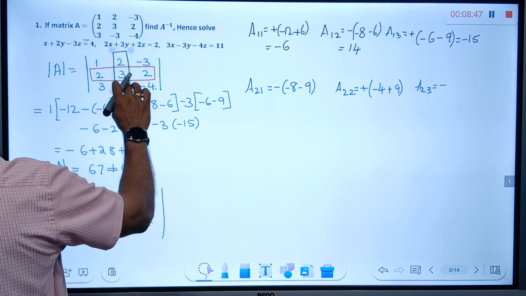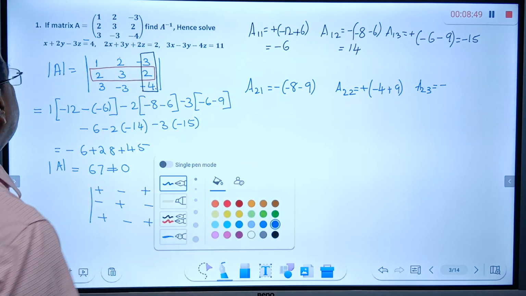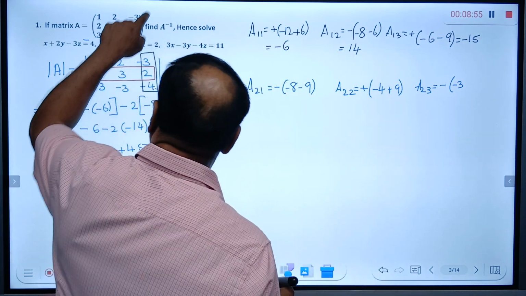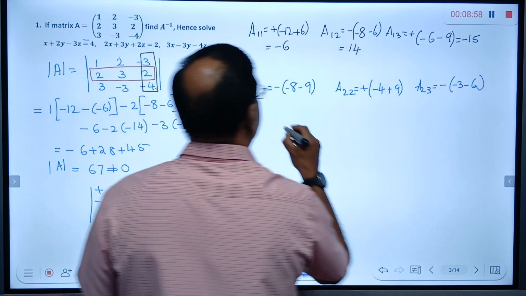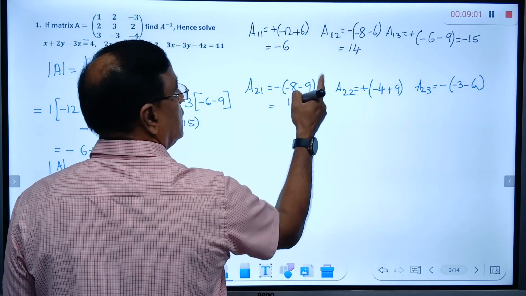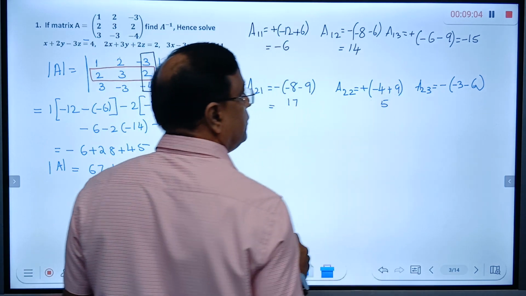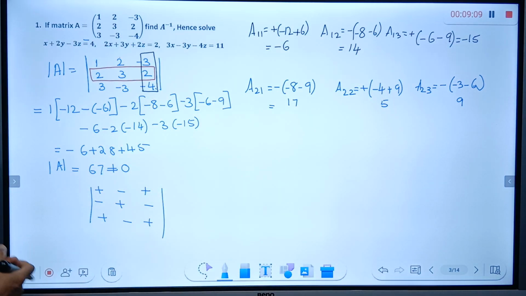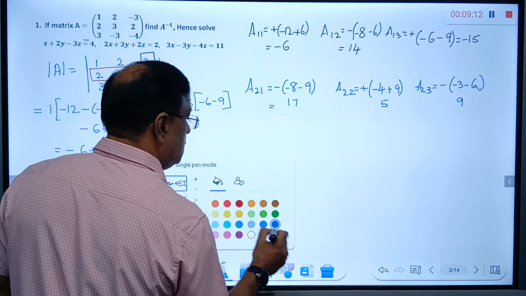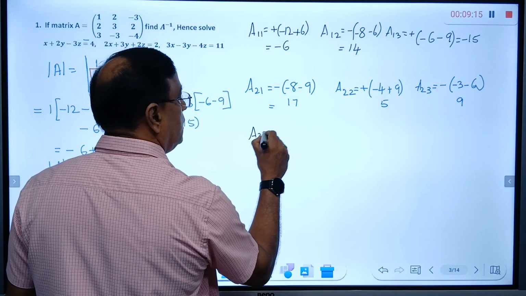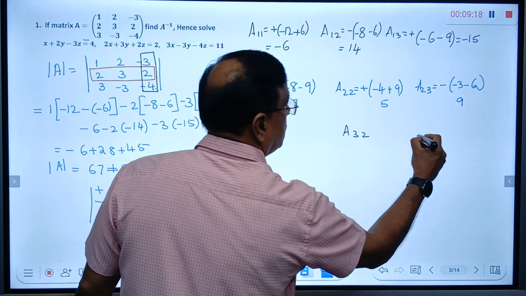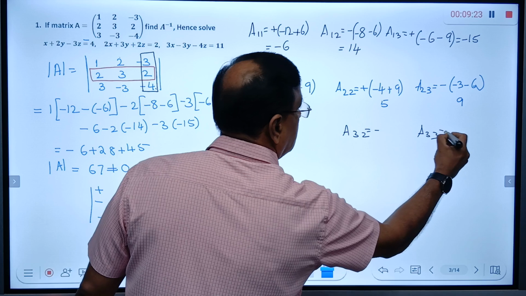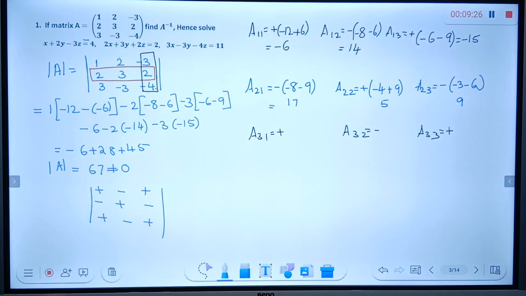Now let's move on to the third column. What do you get here? Minus 3, minus 3, minus of 6. So this is 17 and this is 5 and this is 9. Okay, it's done. Now let's go to the third row. A31, A32, A33. Again you have to take care of the cofactor signs, plus, minus and plus.